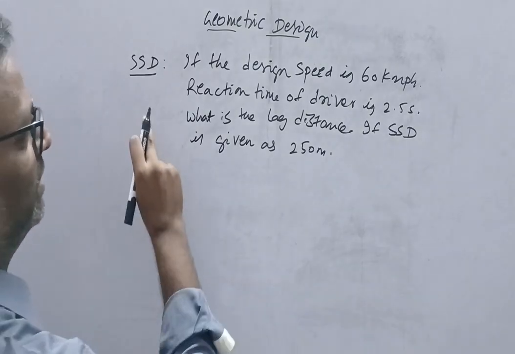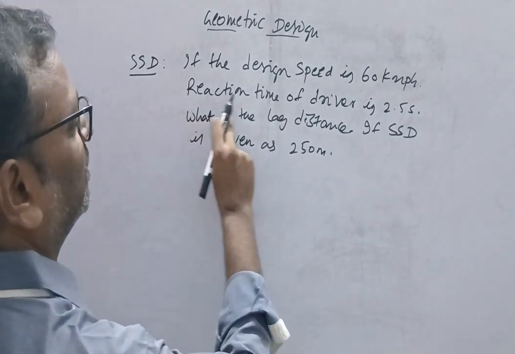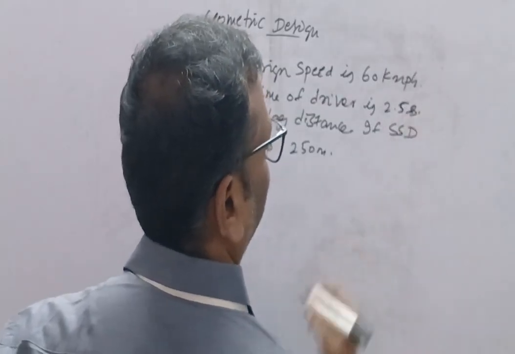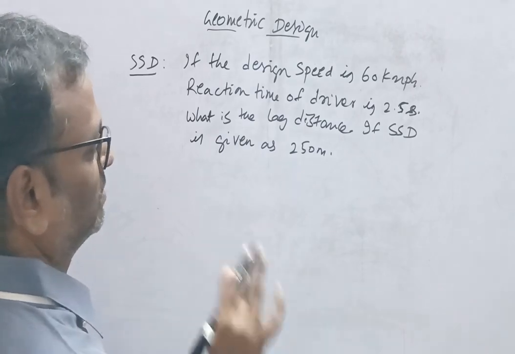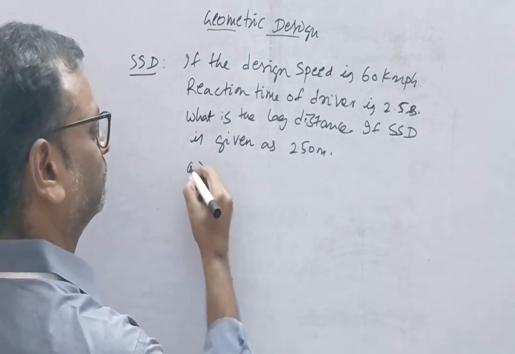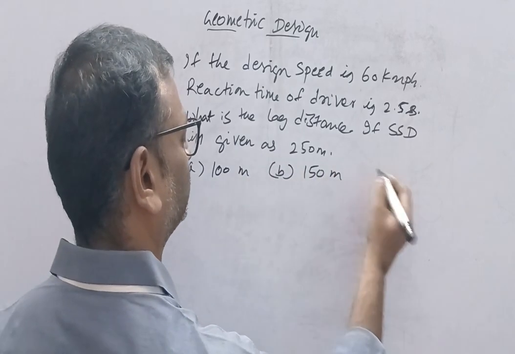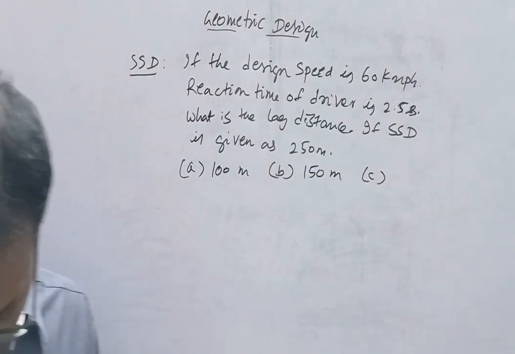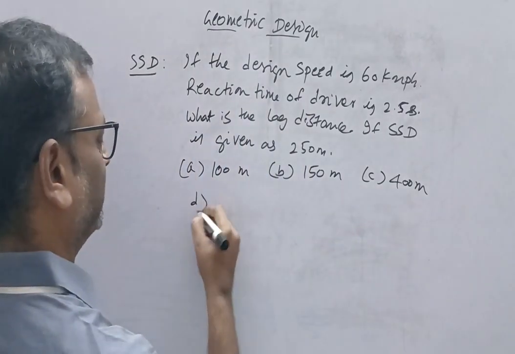I'll repeat. If the design speed is 60 km/h on a highway, the reaction time of driver is 2.5 seconds is given. And what is the lag distance if stopping sight distance is given as 250 meter? Suppose we have four options like 100 meter, 150 meter, some say 400 meter, and option D is none.